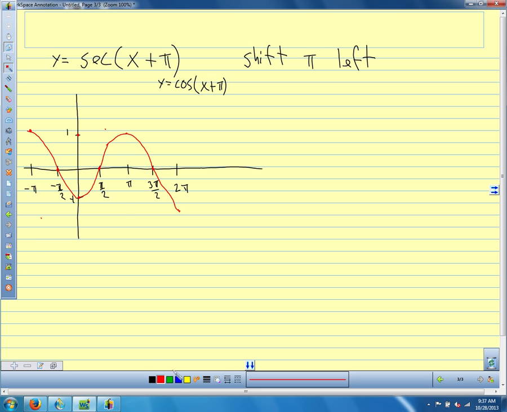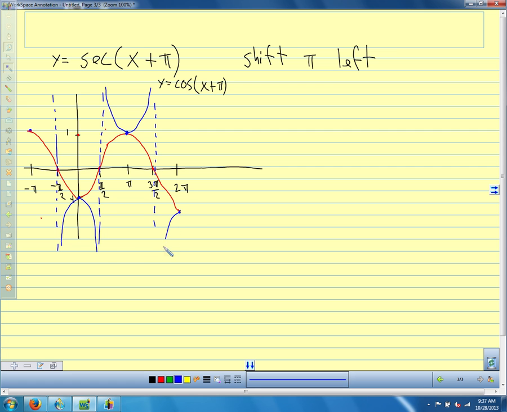And there would be my cosine function. Sketch in an asymptote where it crosses the x-axis. Maximums and minimums. And then I can sketch in my function. And there we go. There would be y equals secant of x plus pi. Questions on that one?